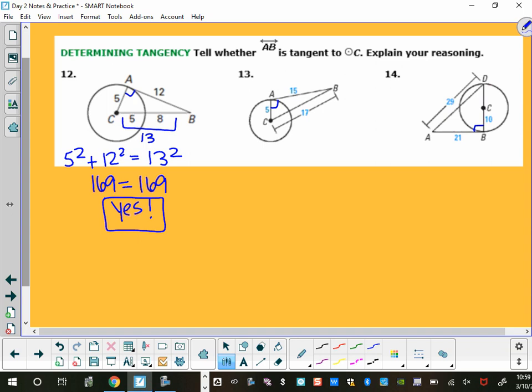Number 13, you guys get yes or no? No? So 5 squared plus 15 squared equals 17 squared. You would have gotten 250, which was equal to 289. So the answer is no.